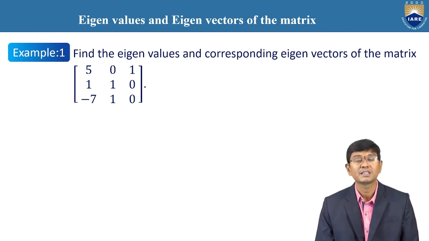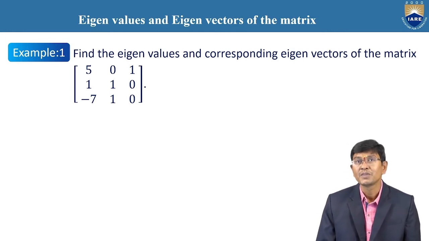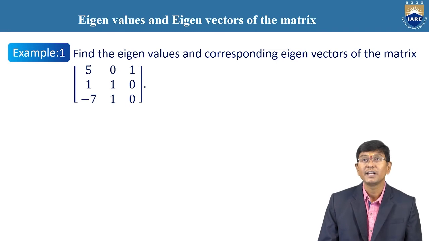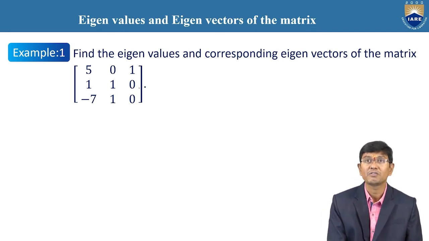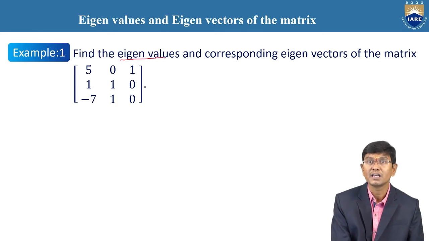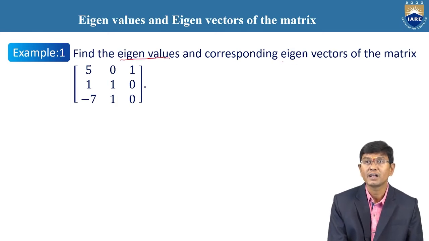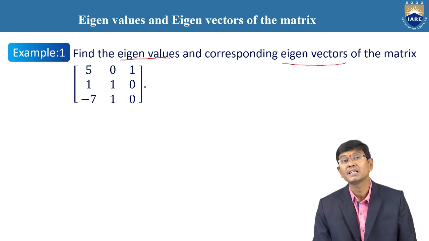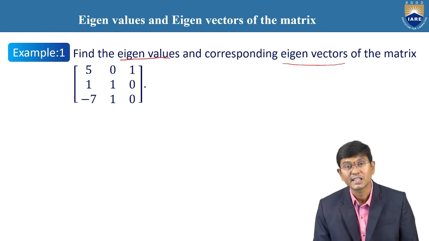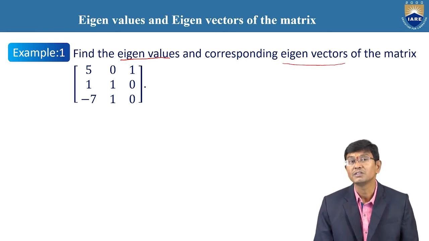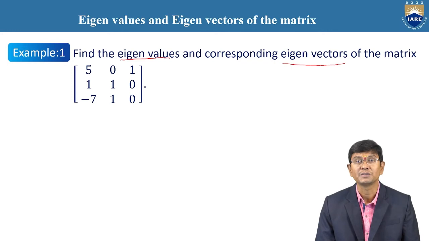Now, we need to discuss some of the problems one by one. Find the eigenvalues and the corresponding eigenvectors of the matrix. That means first of all we need to find the eigenvalues, and after finding the eigenvalues, we need to find the eigenvector. Here the given matrix A is a 3x3 matrix. Therefore, we obtain a third order cubic equation with the help of the characteristic equation.